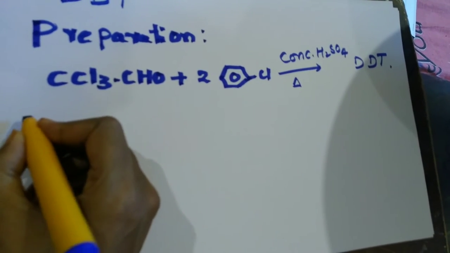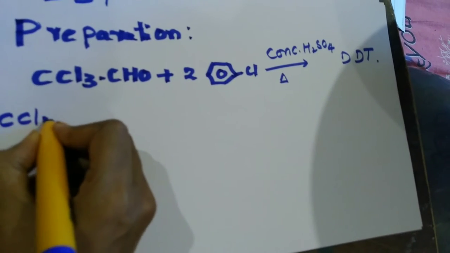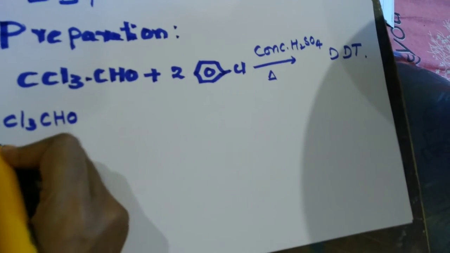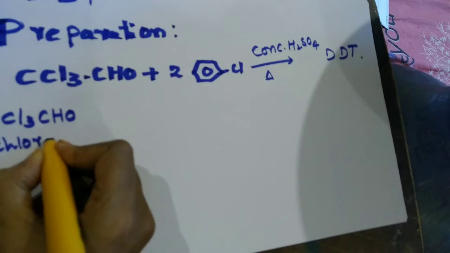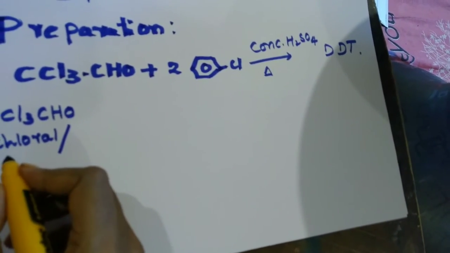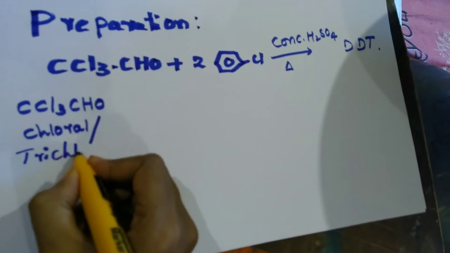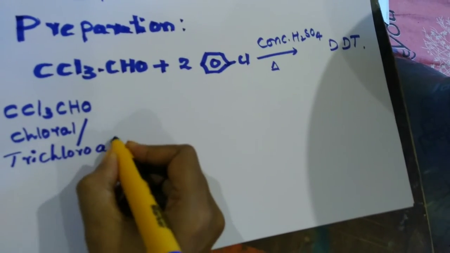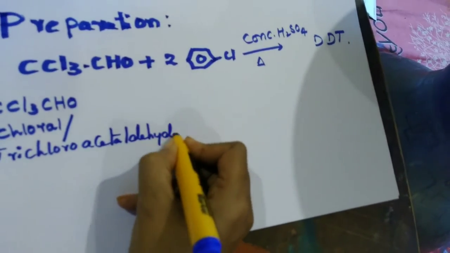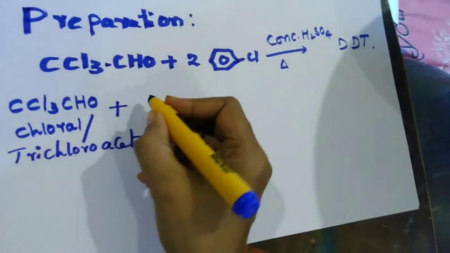See how the reaction takes place. CCl3 and CHO is called chloral. Otherwise, it is also called trichloroacetaldehyde. This chloral reacts with 2 moles of chlorobenzene.